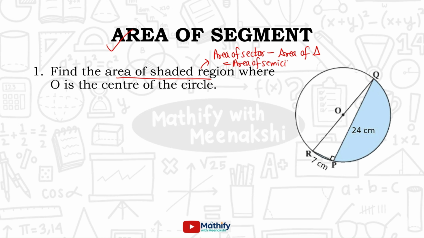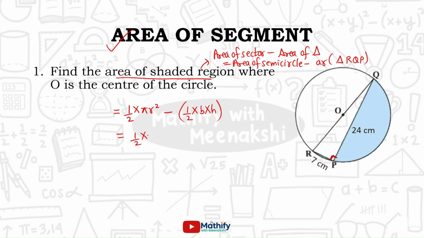minus area of triangle. That's area of triangle RQP, and that's a right angle triangle. So area of semicircle is half of pi r square, minus area of right triangle. You know it's 90 degree here, so you can simply multiply base and height. No need to use that formula, half of r square sine theta here.